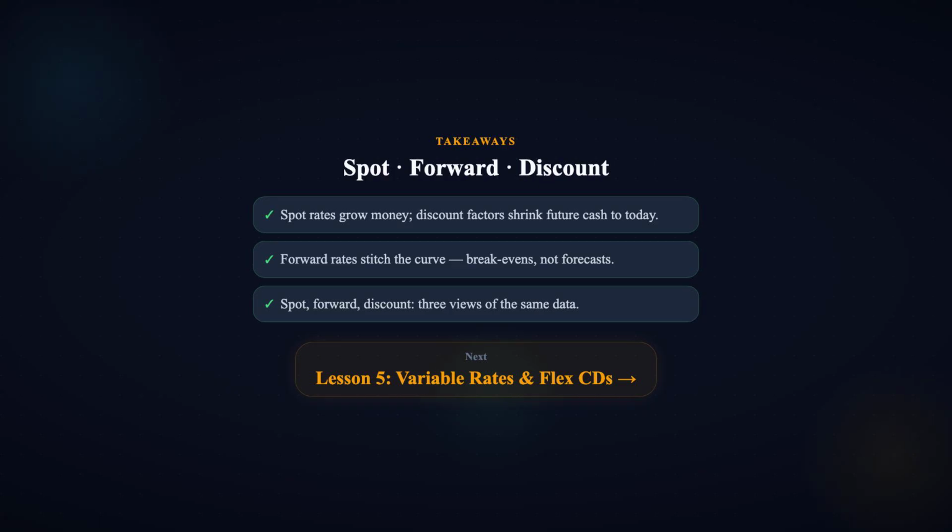If both strategies for reaching the same future date must cost the same, the forward rate is the number that balances the equation. 3. Spot, forward, and discount are 3 views of the same data. Know one curve and you can derive the other 2.